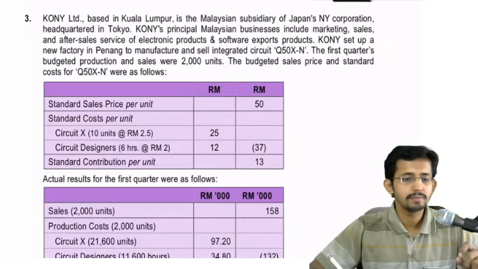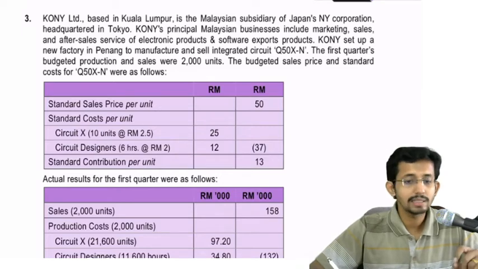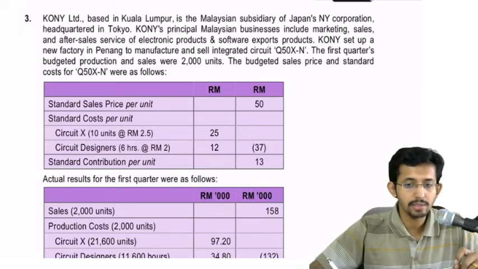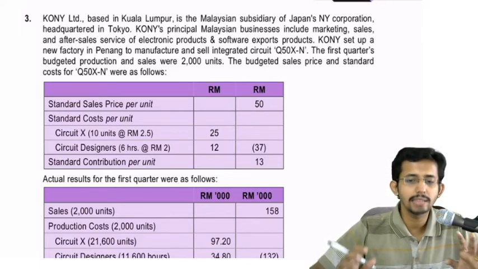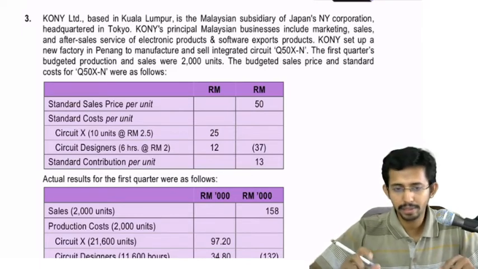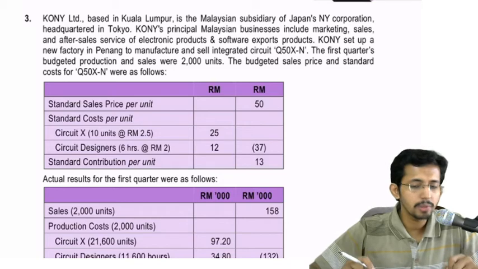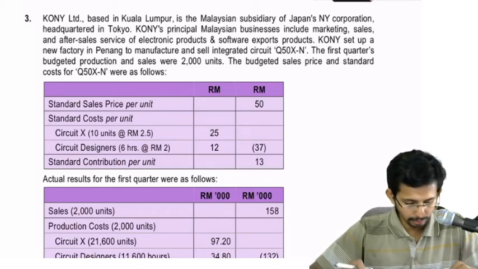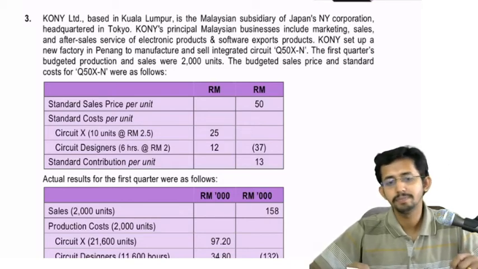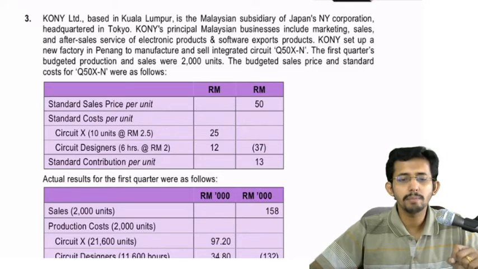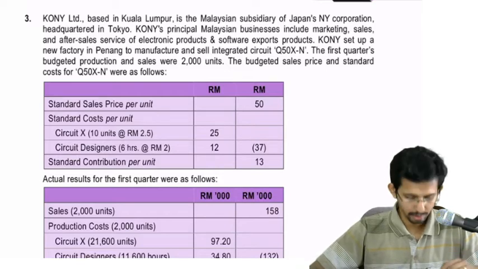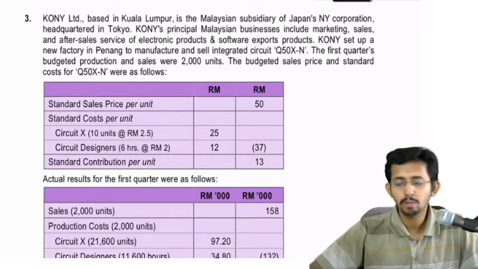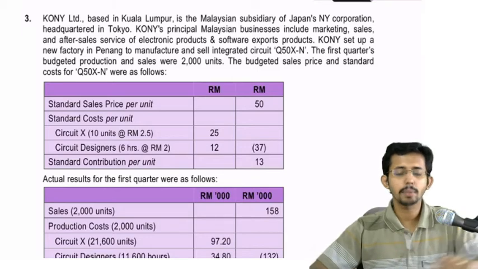Coney Limited, based in Kuala Lumpur, is the Malaysian subsidiary of Japan's NY Corporation, headquartered in Tokyo. So there is a Japanese company, NY Corporation, and it has a subsidiary in Malaysia. And the name of the subsidiary is what? Coney Limited. Okay. Coney's principal Malaysian business includes marketing, sales and after-sale service of electronic products and software export products. Okay, and that is the product range.